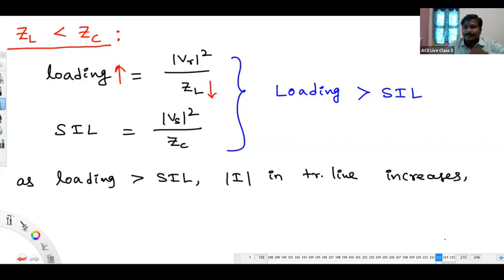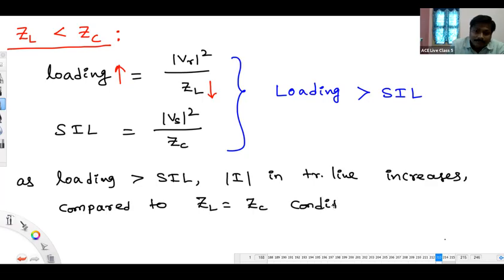Because of this current increment, can I say the magnetic energy in the transmission line will be higher than the electric energy? Yes, right? That implies I increases in the transmission line compared to the ZL equals ZC condition. Comparing to the ZL equals ZC condition, current is increasing.